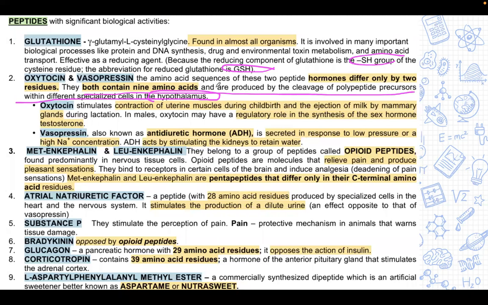Your oxytocin, naririnig na ba? It stimulates the contraction of uterine muscles during childbirth and the ejection of milk by mammary glands during lactation. So in males, oxytocin may have a regulatory role in the synthesis of sex hormone, testosterone. Yung vasopressin naman, it is also known as your antidiuretic hormone. It is secreted in response to low pressure or high sodium concentration. ADH acts by stimulating the kidneys to retain water.